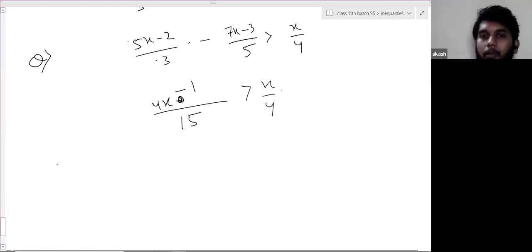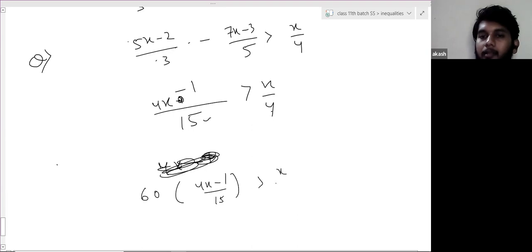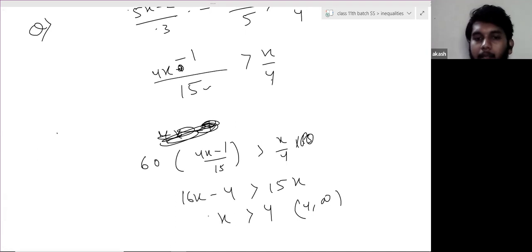It is greater than x upon 4. Now let's bring this again. Or we can multiply a number on both sides so that both of these get cancelled. So multiply by 60. So 60 times 4x minus 1 upon 15 is greater than x upon 4 times 60. So this is 4 times 16x minus 4 is greater than 15x. So x will be greater than 4. So 4 to infinity is the solution. Both of you are correct.